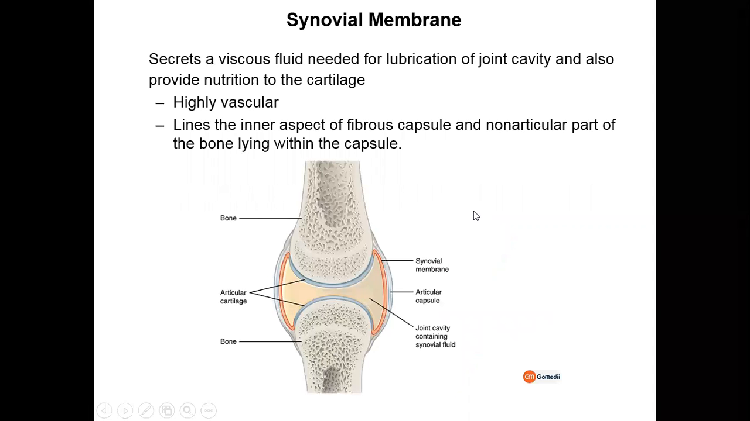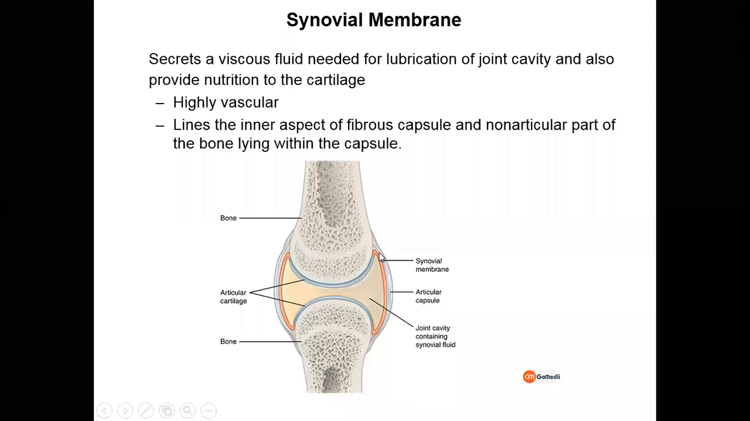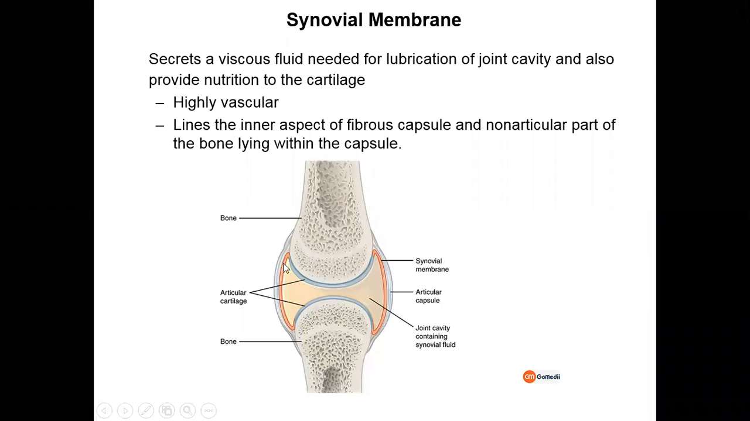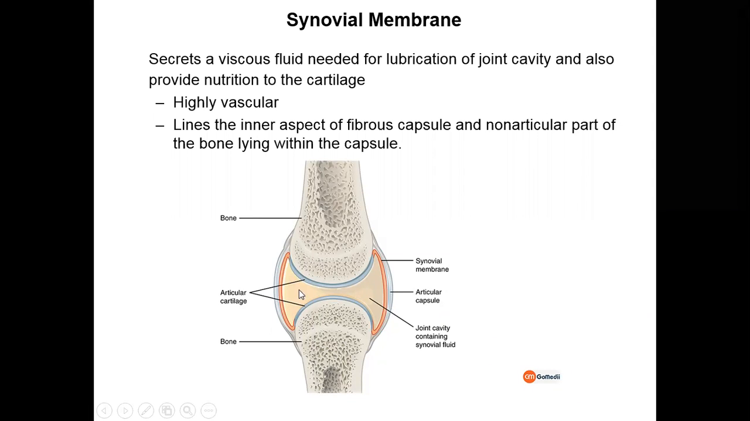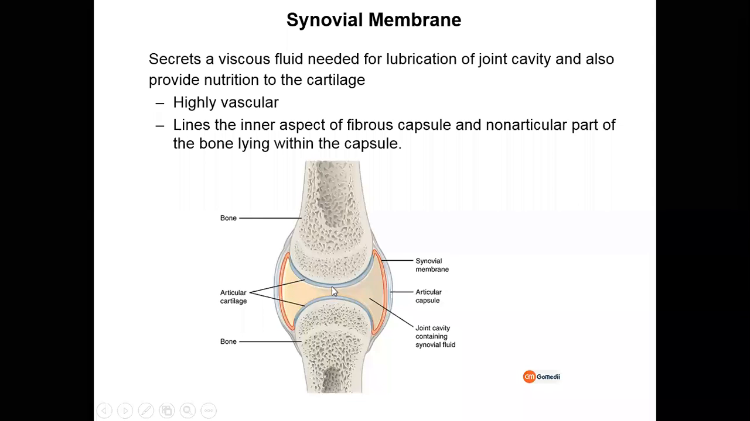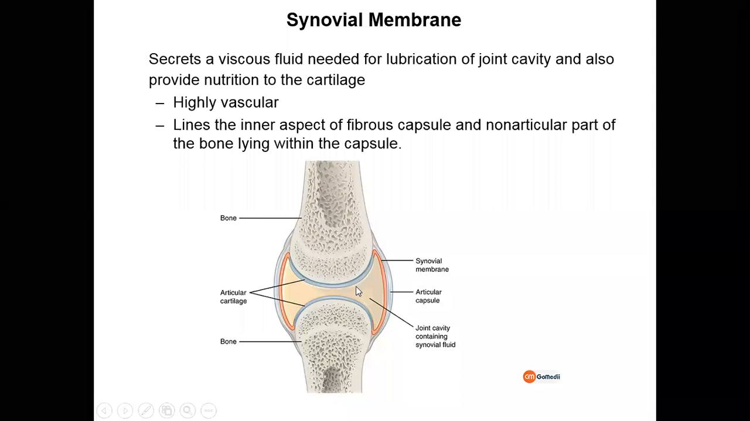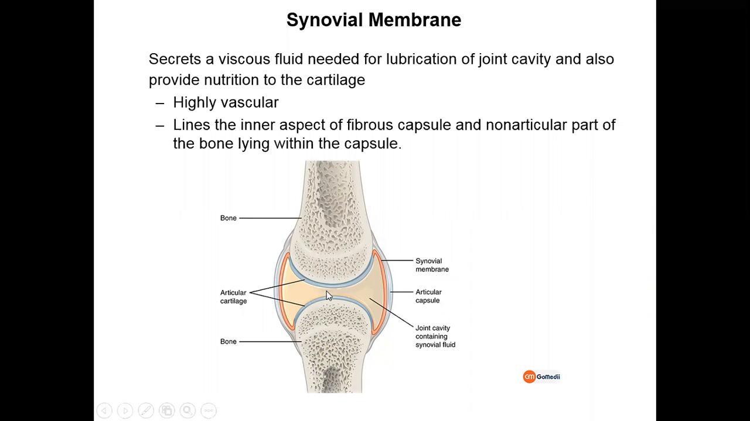Now coming to the synovial membrane. So I said before that synovial membrane is going to cover the inner aspect of the fibrous capsule. Fibrous capsule is also called articular capsule. So it is going to line the fibrous capsule, and it provides lubrication. How does it provide lubrication? Because the synovial membrane is going to produce synovial fluid, which is going to line the synovial cavity.